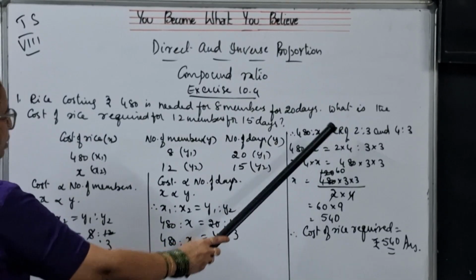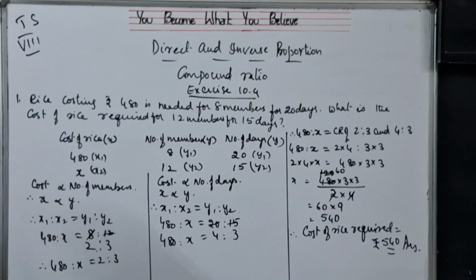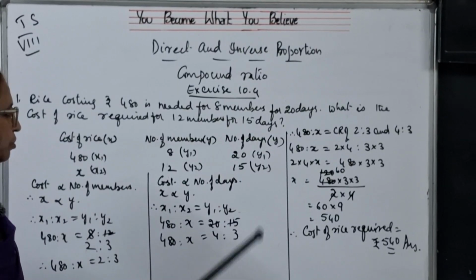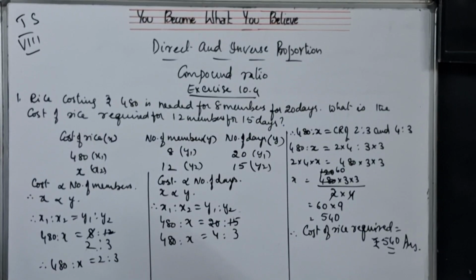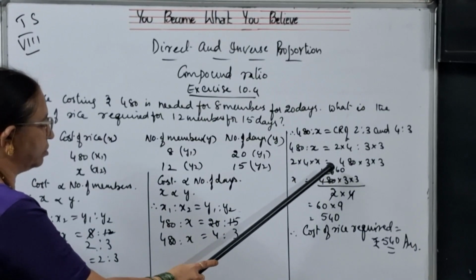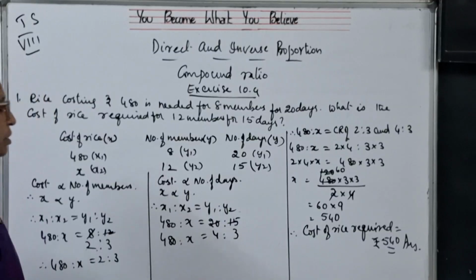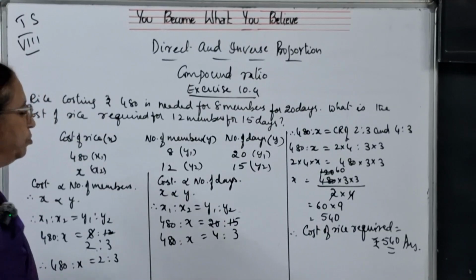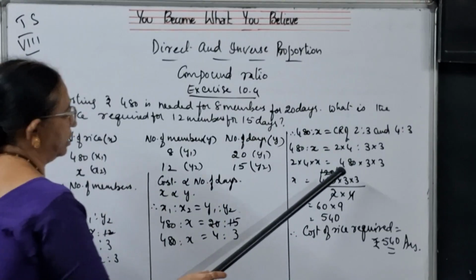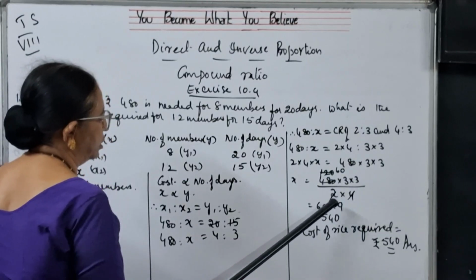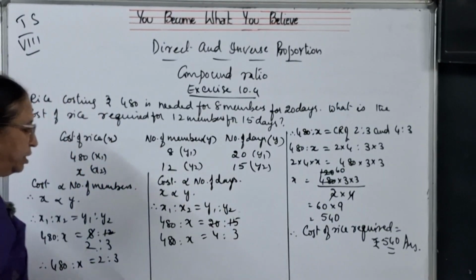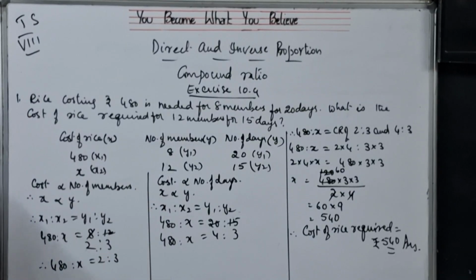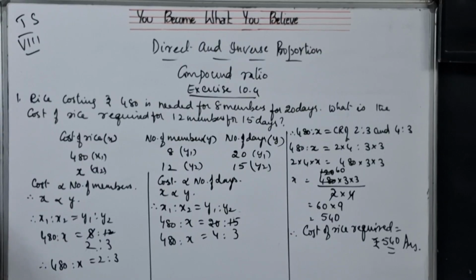That means 480 is to x is equal to compound ratio of 2 is to 3 and 4 is to 3. So 480 is to x is 2 into 4 is to 3 into 3. So 2 into 4 into x is equal to 480 into 3 into 3. So x is equal to how much are we getting? 480 into 3 by 2 into 4. I am simplifying. I have got it as 540 rupees. Children, cost of the rice required is 540. Please note it down.